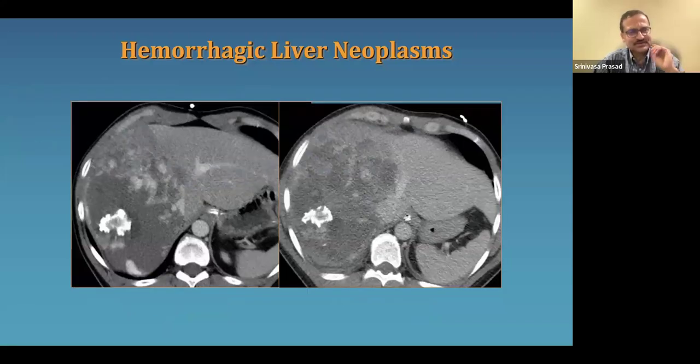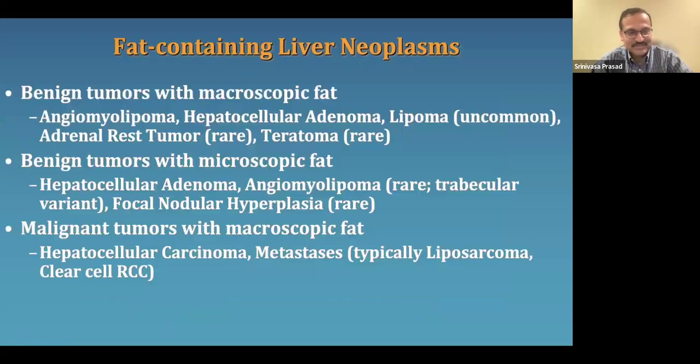This was an unusual case of a patient who started dropping his hematocrit, and this was a giant hemangioma with some dystrophic calcifications as well, and he started bleeding into the liver. So this was an extremely rare case of a bleeding hemangioma.